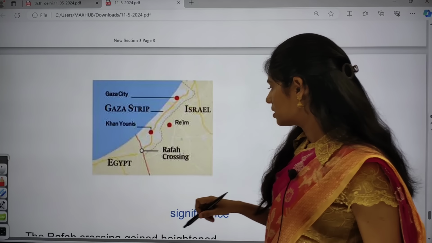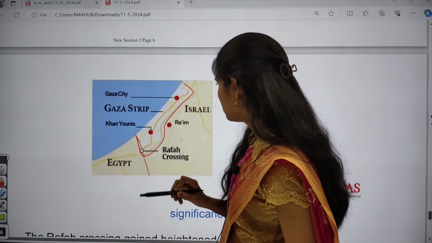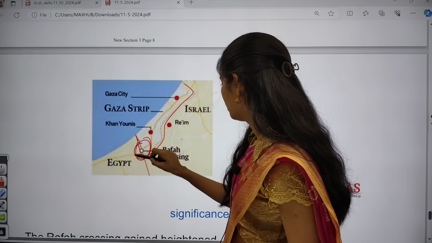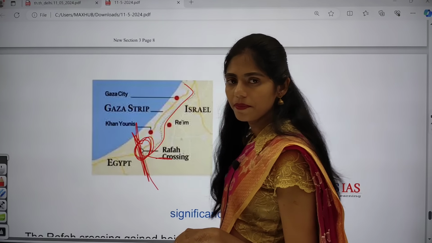And now let us see where is this Rafa is there. So here this is West Bank, right? Sorry, Gaza Strip. And here we have this Rafa crossing and it is sharing directly boundary with Egypt. Okay.